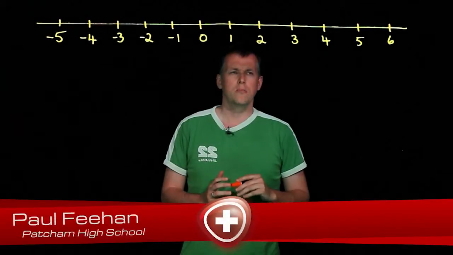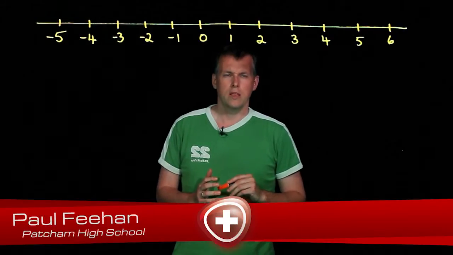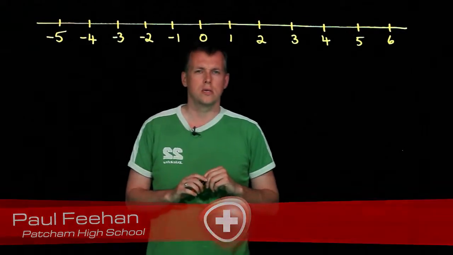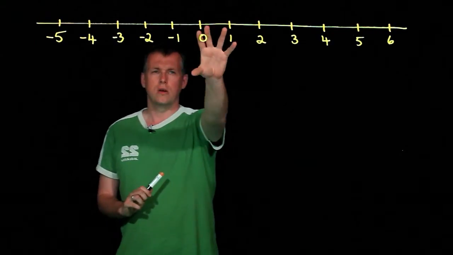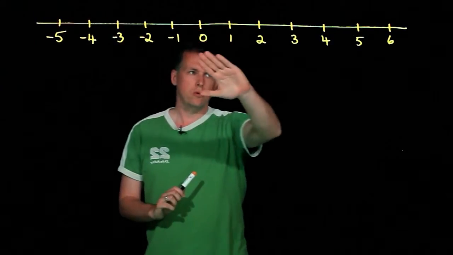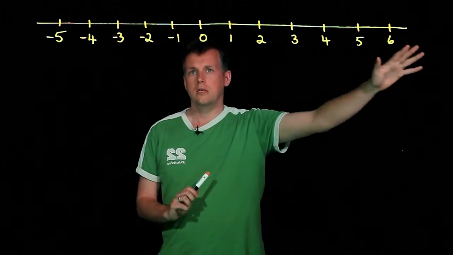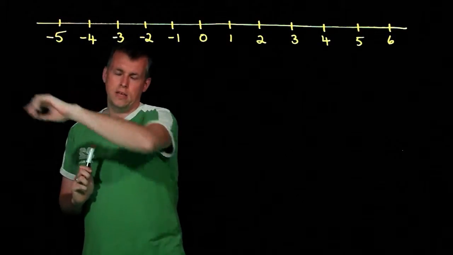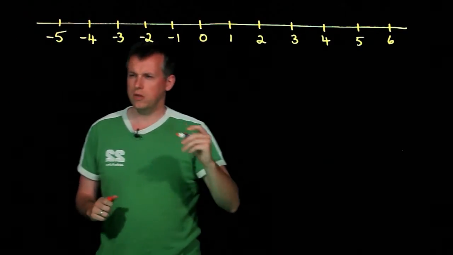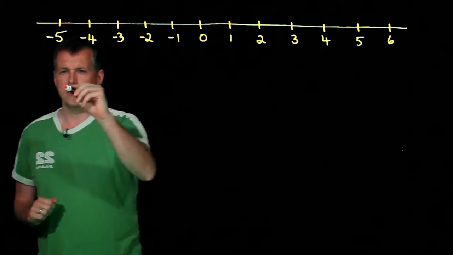Right, we're going to look a little bit at adding with positive and negative numbers. So to start with, I've got a number line, which you should all be fairly familiar with. We've got our number 0 in the middle with all our positive numbers getting larger in this direction and our negative numbers getting more negative in this direction.